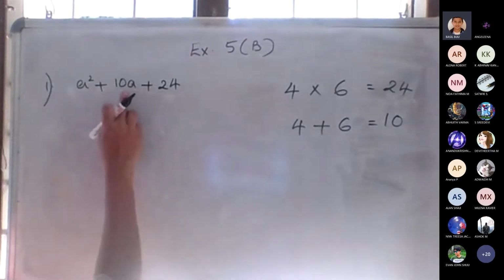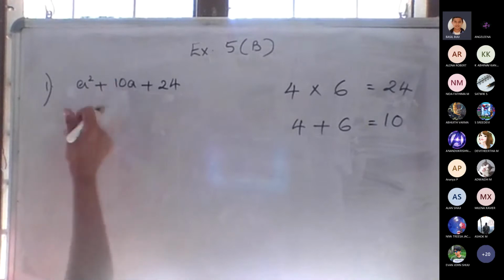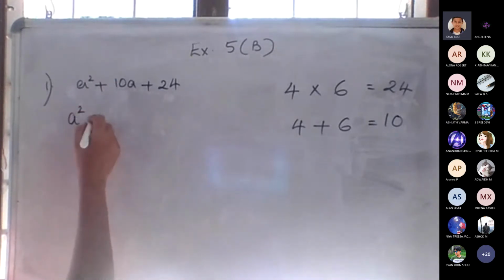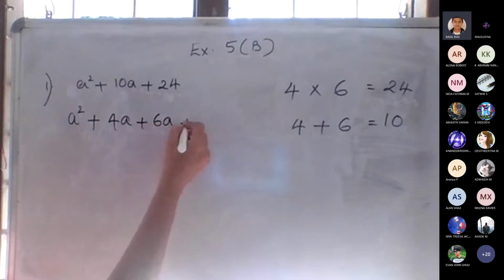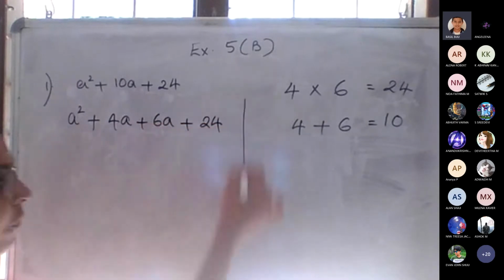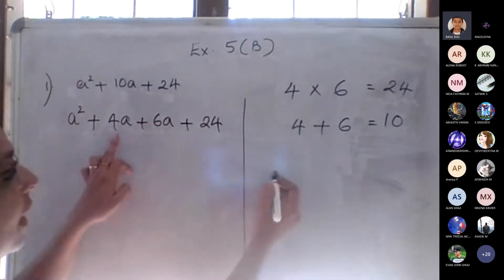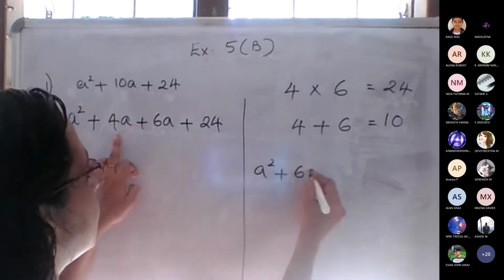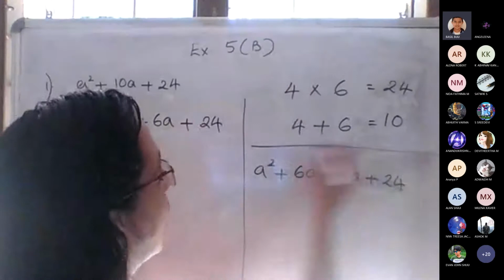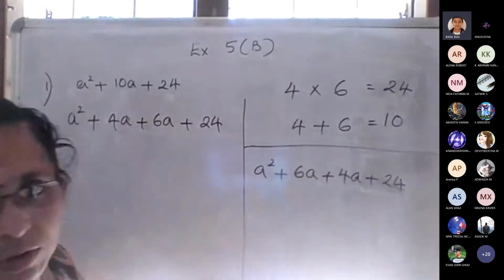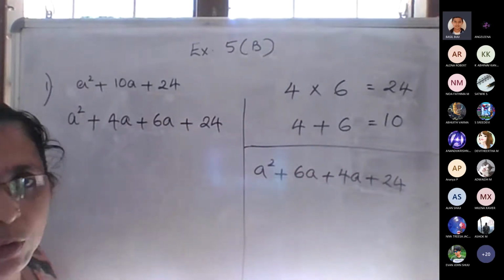Which one? 10a. We have to split 10a. That is a square plus 4a plus 6a plus 24. Or if you want to write 6a this way, a square plus 6a plus 4a plus 24. That also is correct. Understood? At last you will get the same answer only. Don't worry about that.